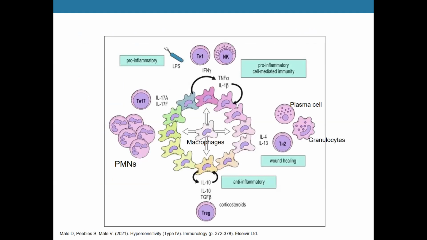So just as an illustration, we see these macrophages being activated in different ways to promote different cellular pathways, as well as having feedback from those pathways to continue areas of either inflammation or anti-inflammation. As you see on the top left, there are the pro-inflammatory Th1 pathways, as well as the Th17 pathways with PMNs, while on the bottom, we see anti-inflammatory T regulatory cells, as well as wound healing with the Th2 cells, and production of more plasma cells and granulocytes.